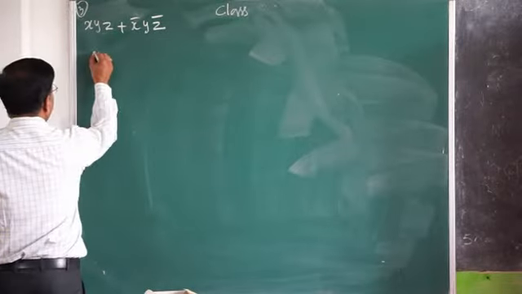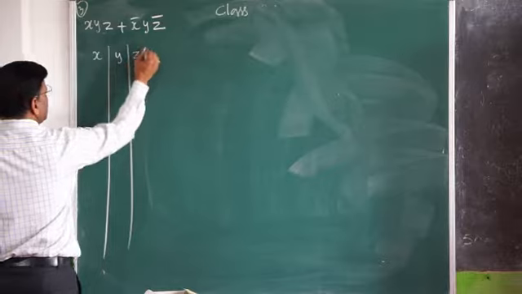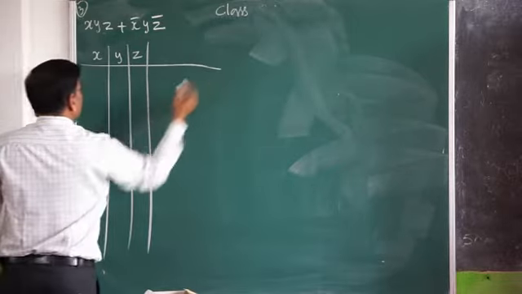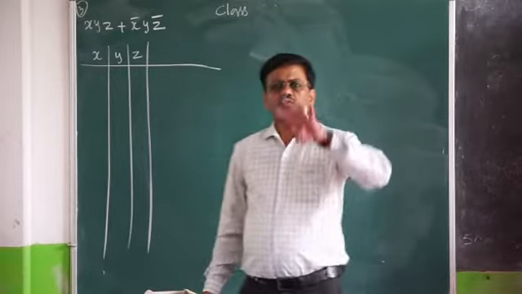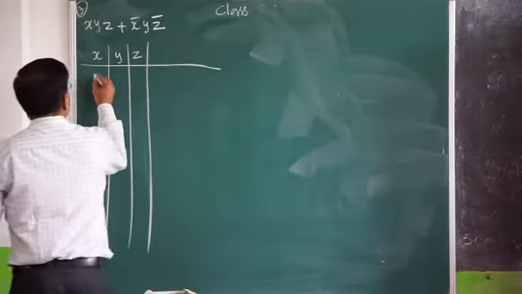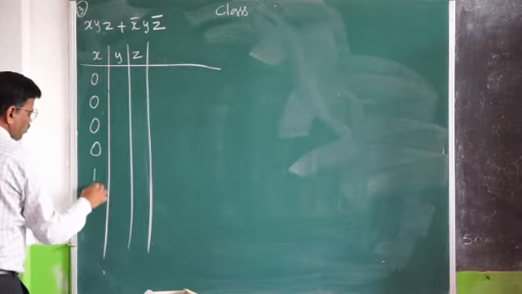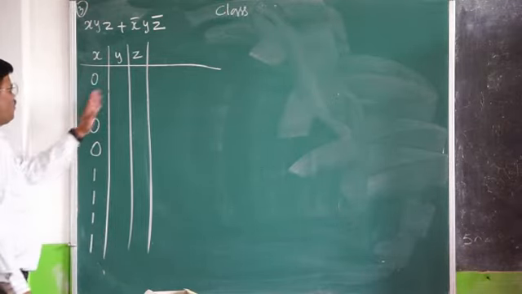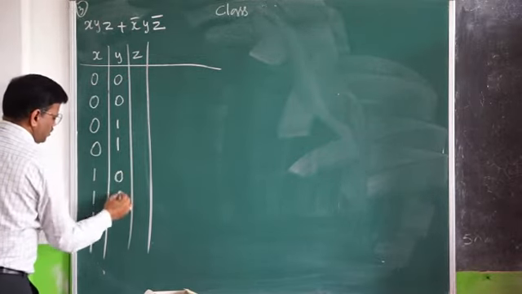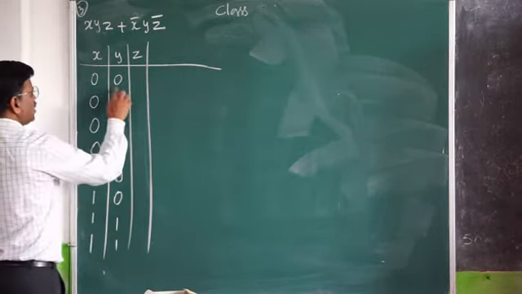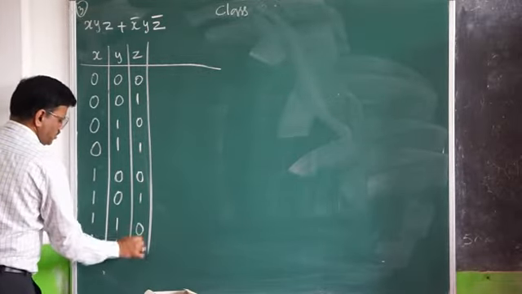Let's see that. This is your x, this is our y, and this is our z. 2 to the power of 3 is 8. Half of 8 is 4, so you should begin with 4 zeros and 4 ones. Half of 4 is 2, so 0, 0, 1, 1, 0, 0, 1, 1. Here, half of 2 is 1: 0, 1, 0, 1, 0, 1, 0, 1.